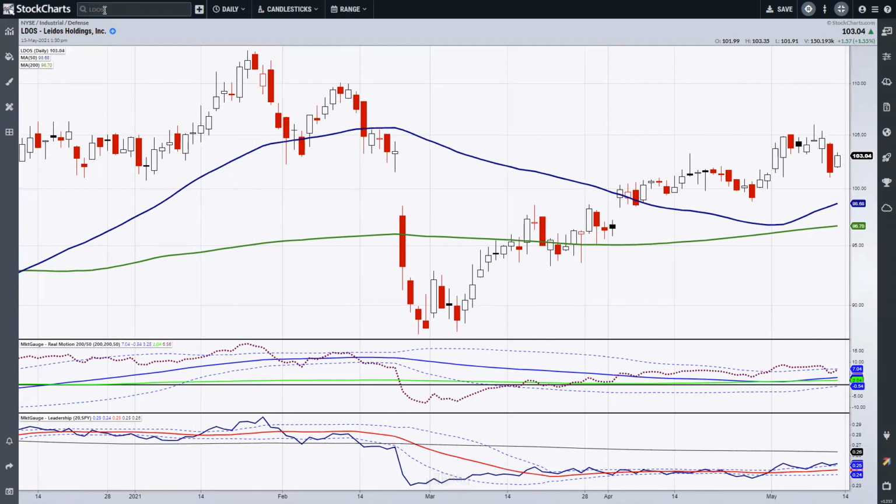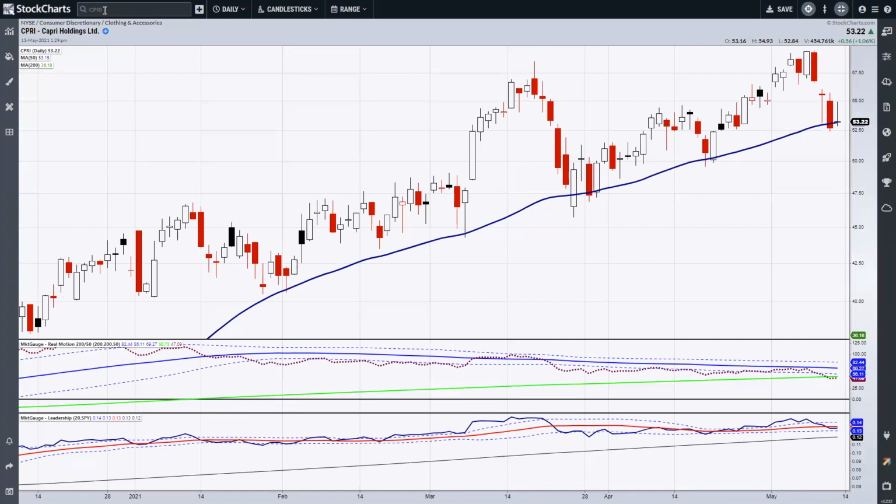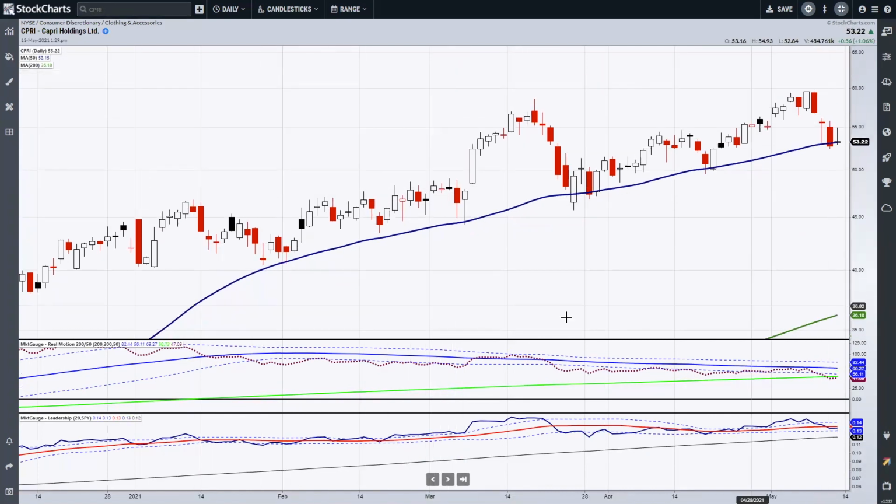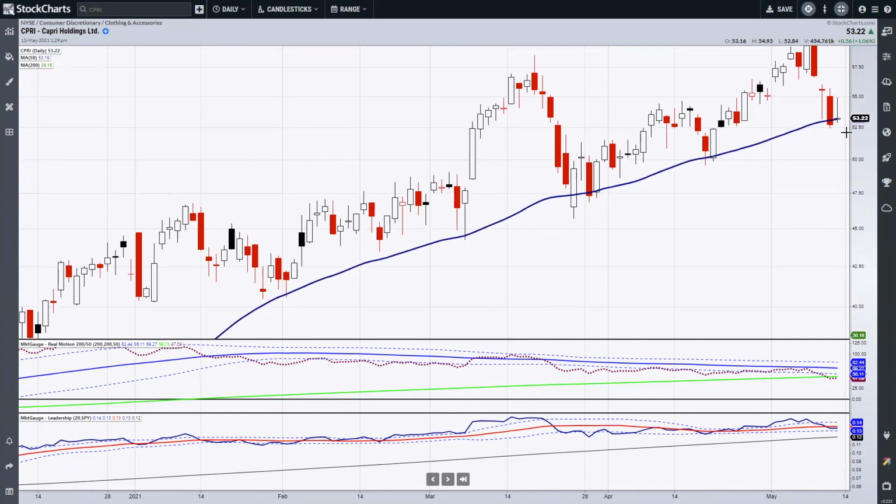Capri is in the retail sector. It's Jimmy Choo and Michael Kors. And look at this. I thought this was such a hot stock for a long time, and now we got one close under the 50. We may get another close under the 50.